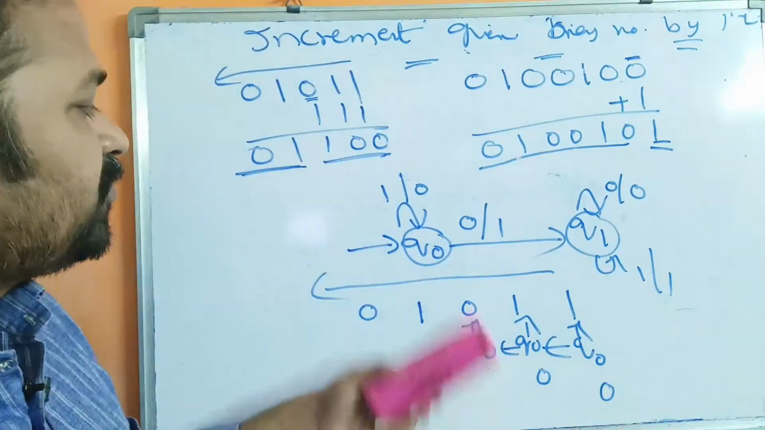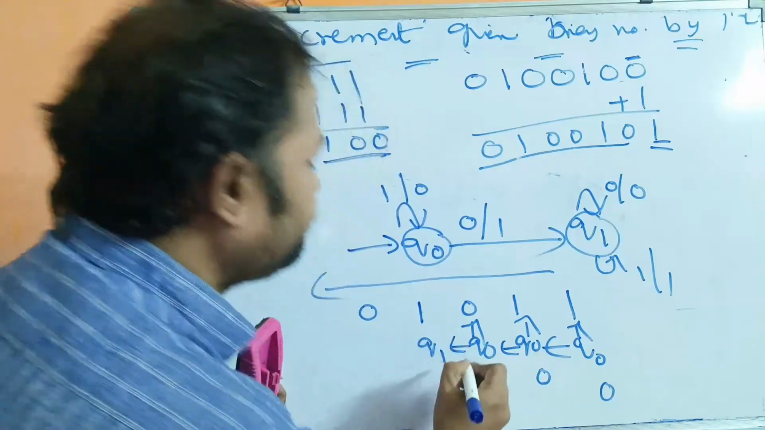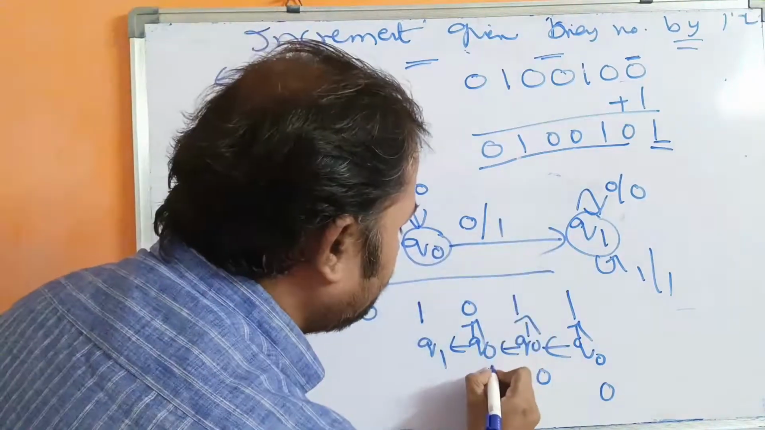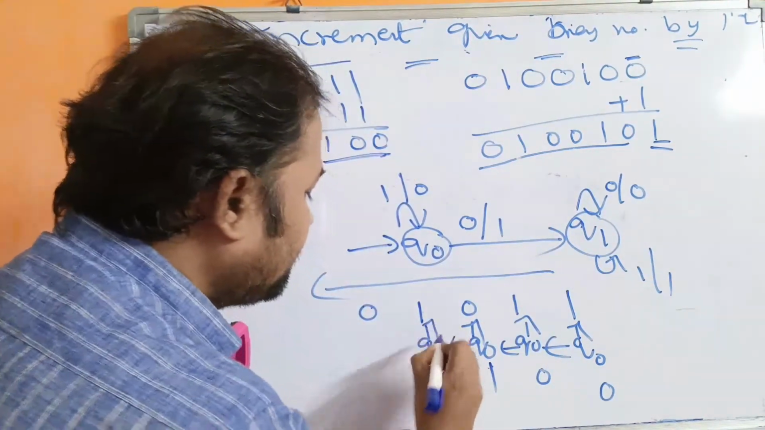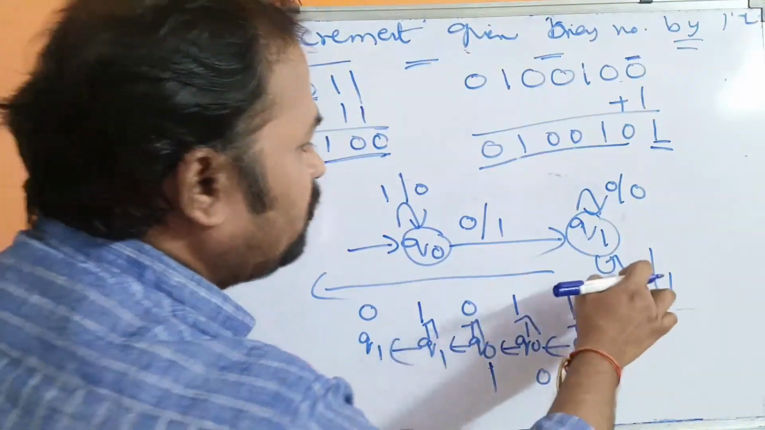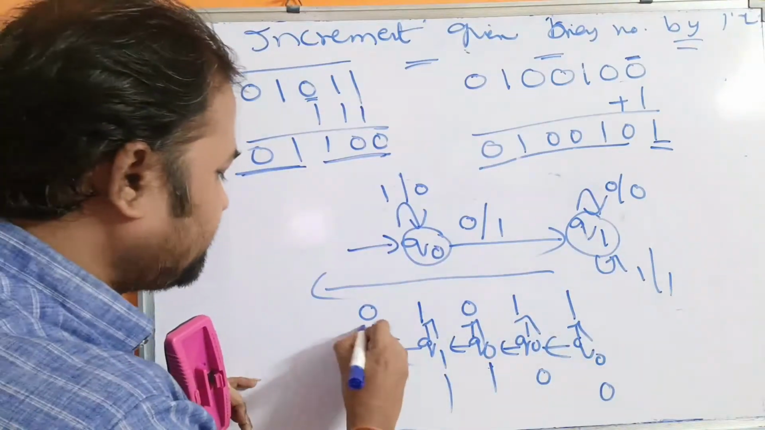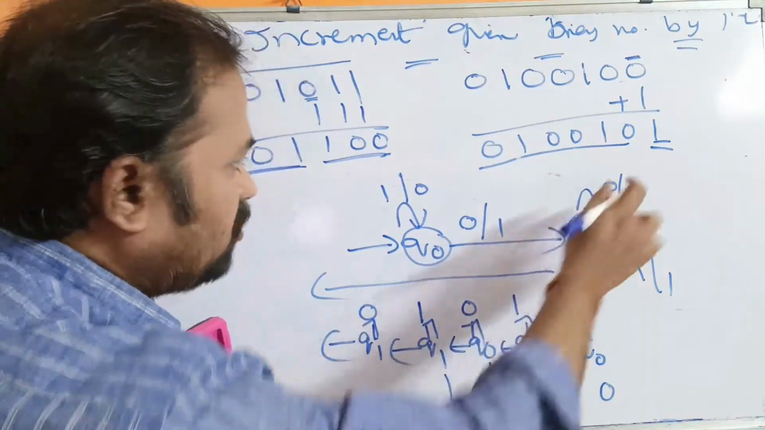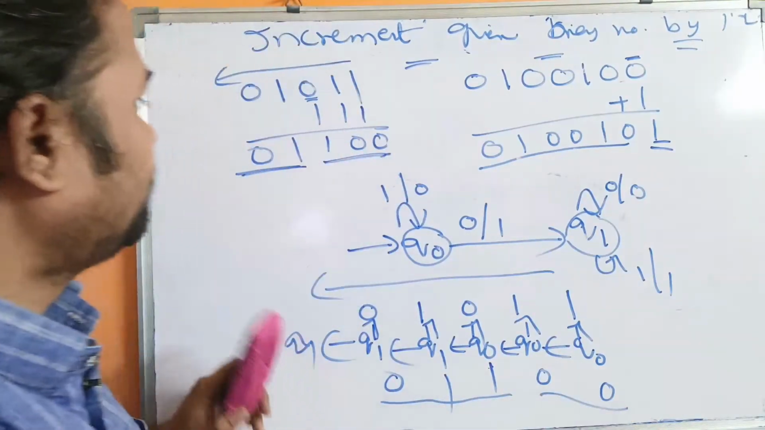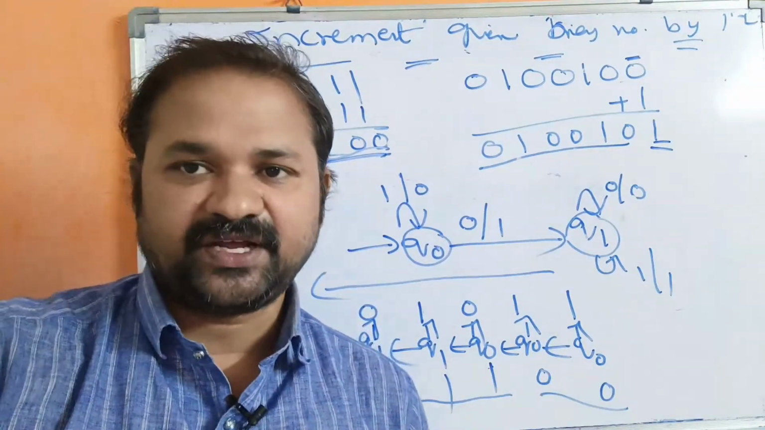Next, Q0 on 0 means Q1. What is the output? 1 is the output. Next, Q1 on 1 means Q1. If the input is 1, output is 1 only. Next, Q1 on 0 means output is 0. State is Q1. So what is the output? 0, 1, 1, 0, 0. With this we can conclude that our machine is correct.